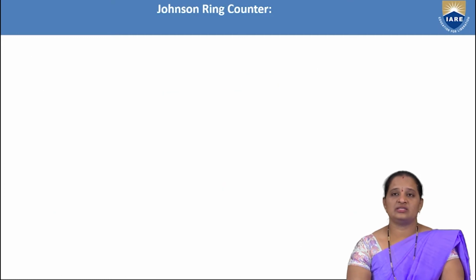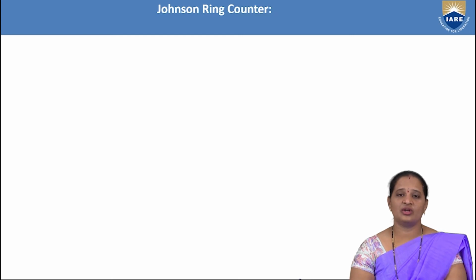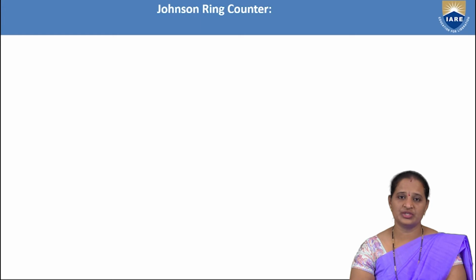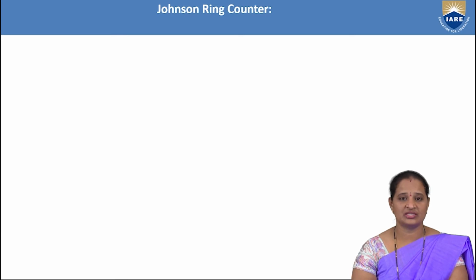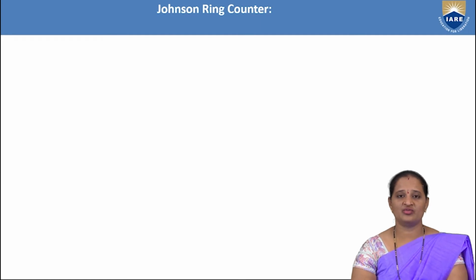So that is about the ring counter. What we can understand from the ring counter is the disadvantage: even though we are using 4 flip-flops, we can have only 4 states. Instead of having 16 states, we can have only 4 states, where the remaining 12 states are unutilized. That was the major drawback of the ring counter.